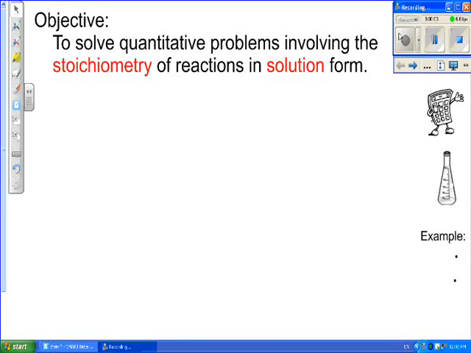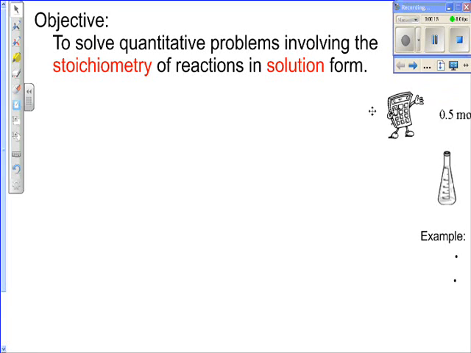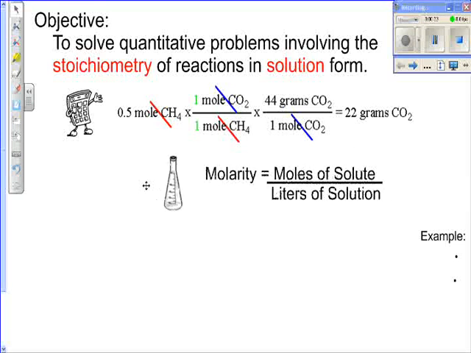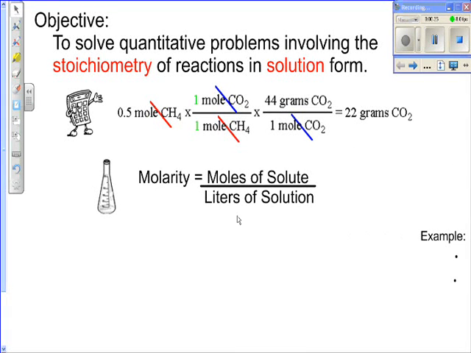Today's objective is to solve quantitative problems involving stoichiometry of reactions in solution form. So what does that mean? Basically, we have quantitative problems, meaning we're going to be dealing with numbers. And stoichiometry is the same as the stoichiometry that you've learned in class when going from moles to grams and grams to moles. However, instead of masses, because we're dealing with solutions, we're going to be talking about volumes and specifically talking about molarity and its relationship to the volume of that solution.